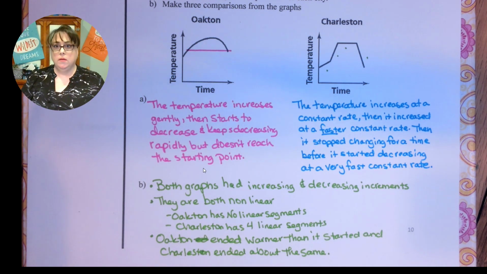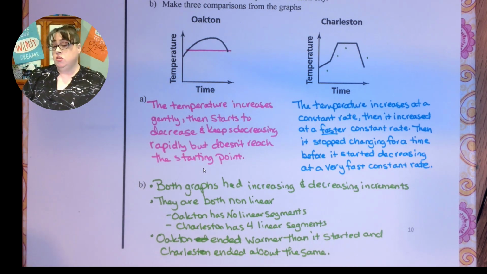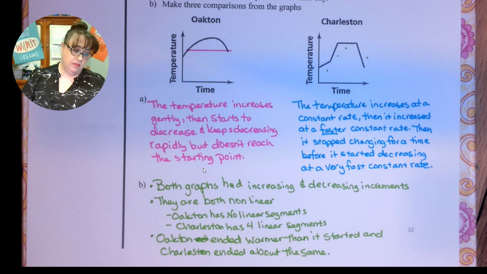We can talk about how did they change. We can talk about even warmer and colder. I don't know exactly if Oakton is warmer than Charleston or not, because we don't have that much information, but I can talk about the types of changes that they had in comparison to one another. I would challenge you to see, can you come up with any other things to say about this?